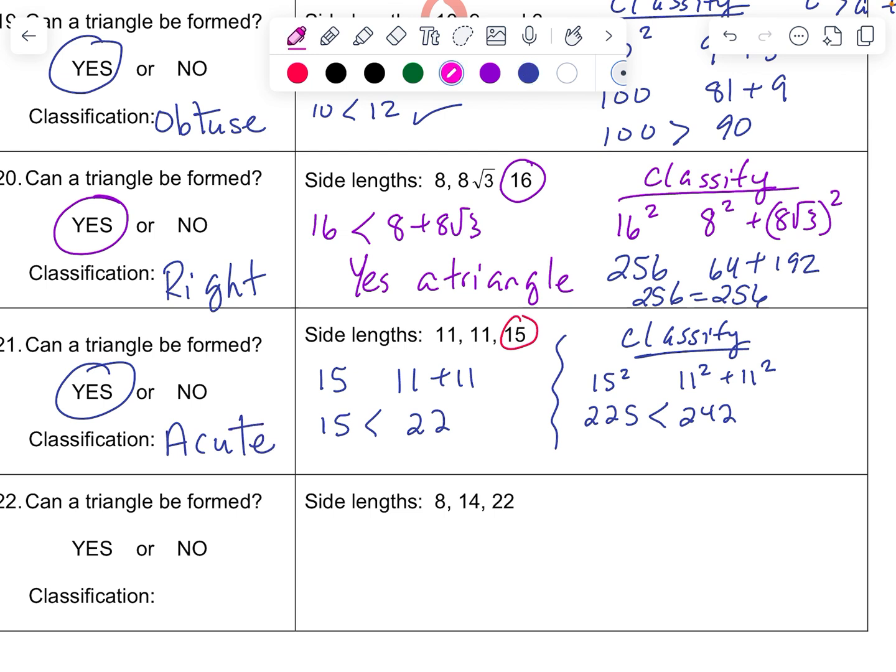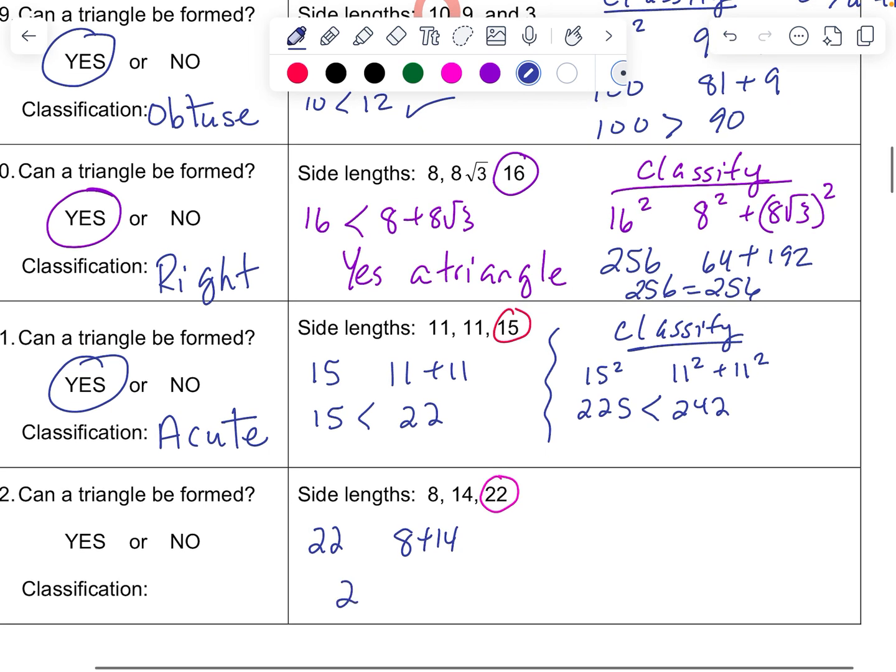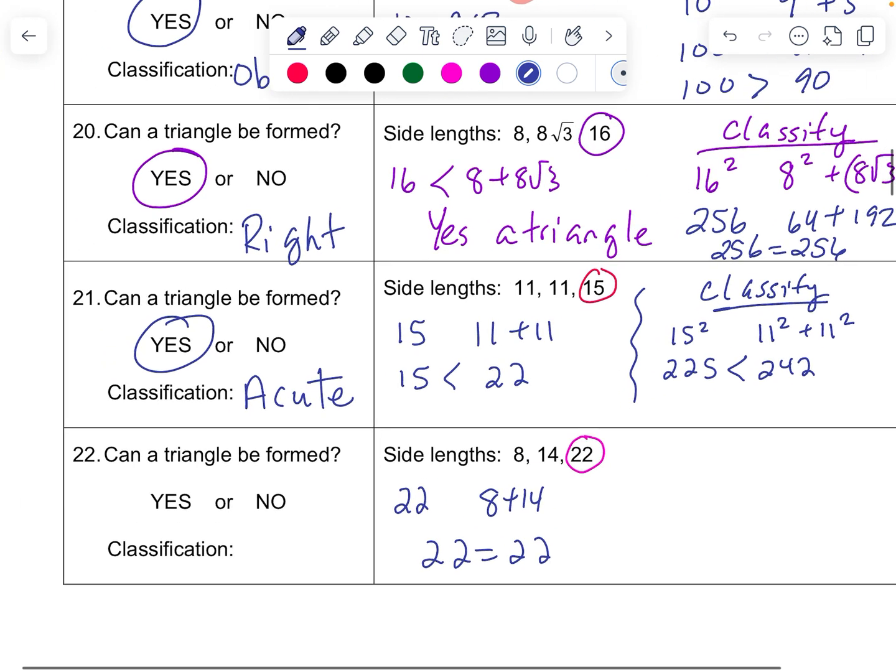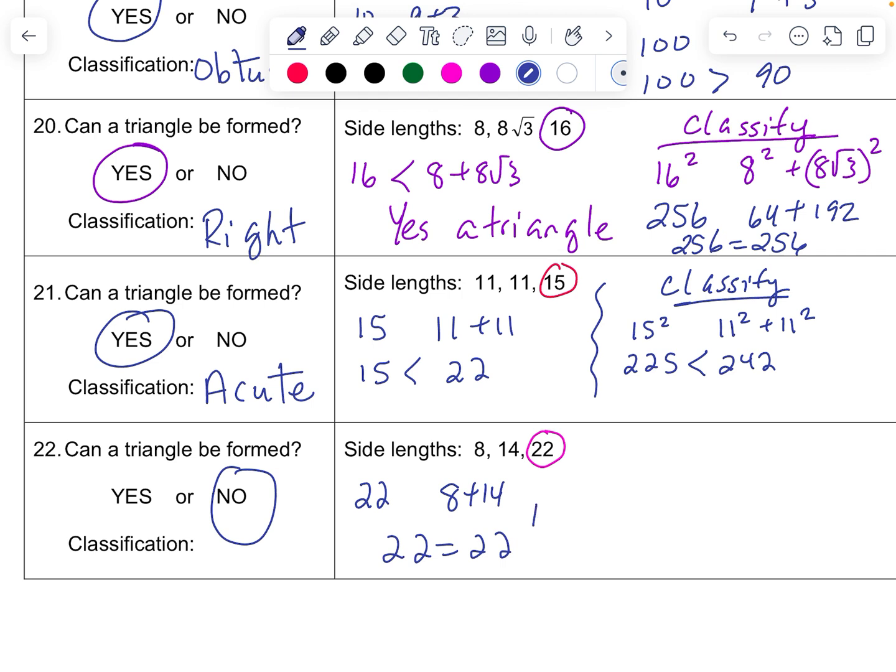Okay, last one. Let's circle our longest side. That's a 22. So let's see if 22 is bigger than 8 plus 14. If I add 8 and 14, I get a 22. So this gives me 22 equals 22. So that means there's no triangle, so you can't classify it. You always have to make sure the three sides actually make a triangle.